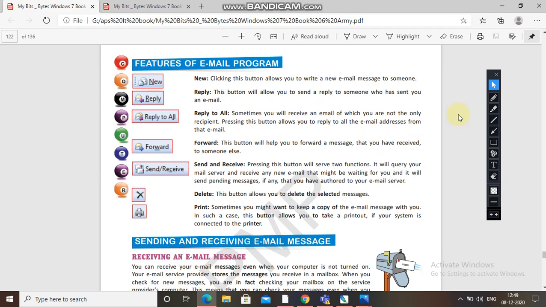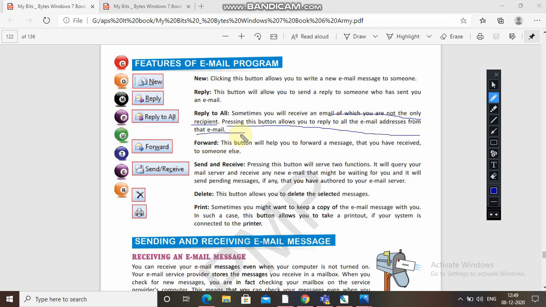Then reply to all. Sometimes you will receive an email of which you are not the only recipient. Pressing this button allows you to reply to all the email addresses from that email. So if you want to reply to a number of persons, where the email has come with already 4 or 5 members, means email addresses also, and you want to reply to all of them, then if you send a single reply, it will reach only the single address. If you click reply to all, each and every person who is in that email will get the answer.